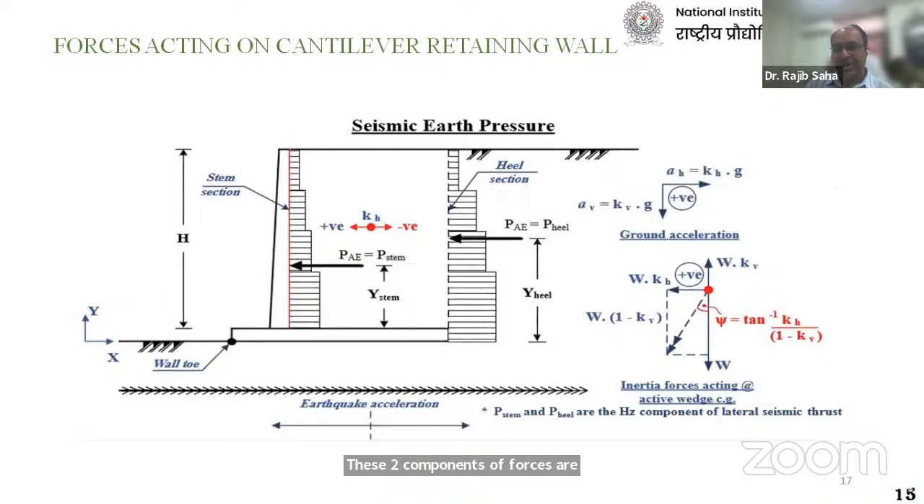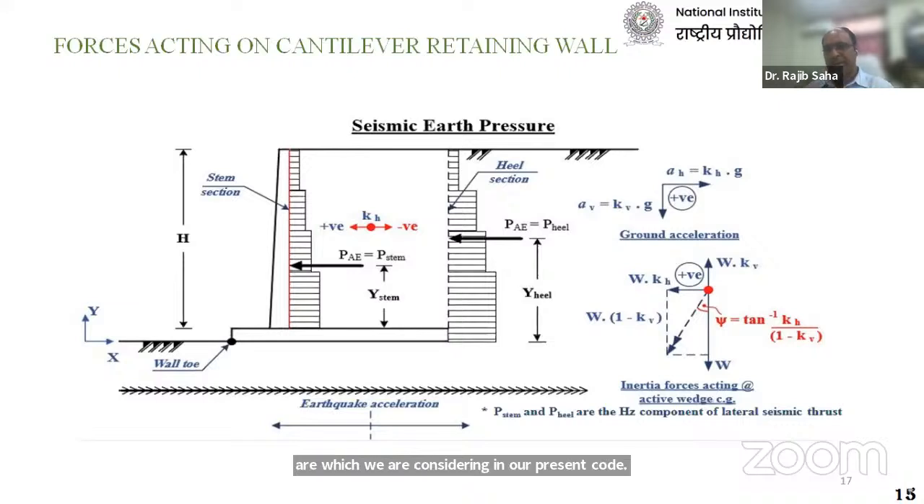KH means the horizontal acceleration coefficient and KV means the vertical coefficient. Multiplied by W, the mass or weight of the soil, this mass into acceleration gives you the inertial forces acting in the lateral direction. A number of schools of thought are there. You can do the design with equivalent static forces, which we are considering in our present code.